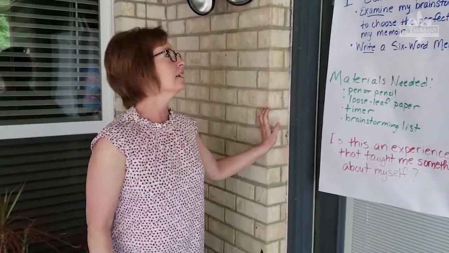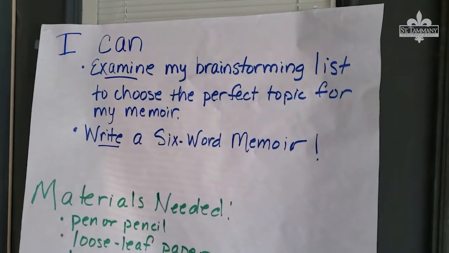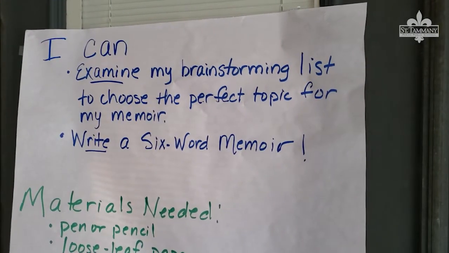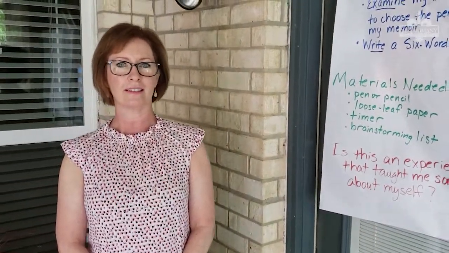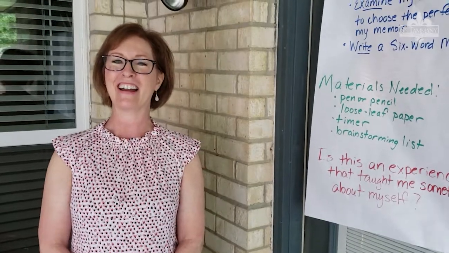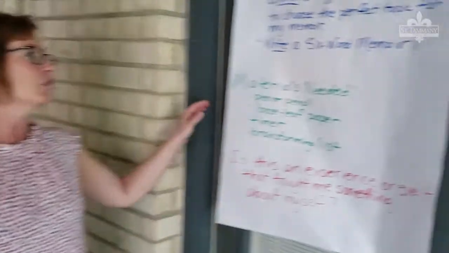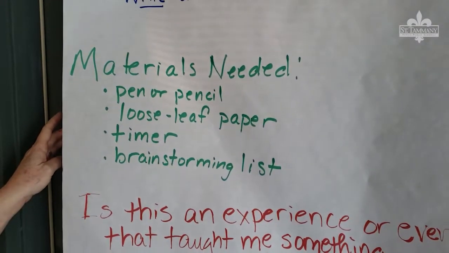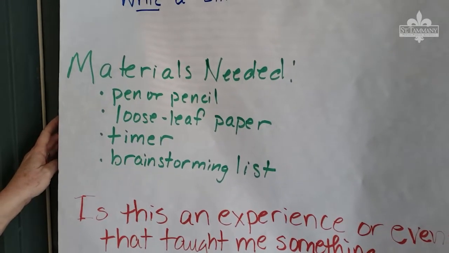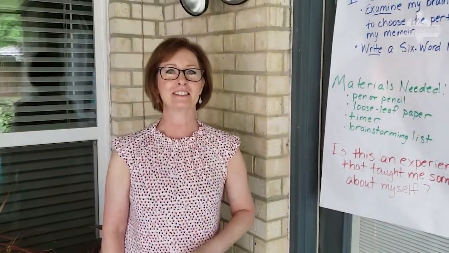In this lesson, you're going to examine your brainstorming list to choose the perfect topic for your memoir, and you're going to learn how to write a 6-word memoir. 6 words? You heard right. All right, so you're going to need some materials for this lesson. You're going to need pen or pencil, a sheet of loose leaf paper, a timer, and your brainstorming list from the previous lesson. All right, let's get started.